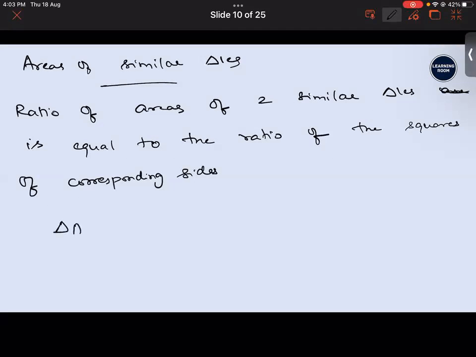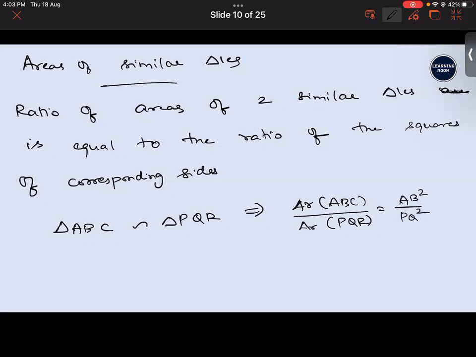So what is the meaning of that? Triangle ABC is similar to triangle PQR, which implies area of ABC divided by area of PQR is how much? AB square by PQ square is equal to BC square divided by QR square is equal to AC square divided by PR square. Okay. So this is the meaning.